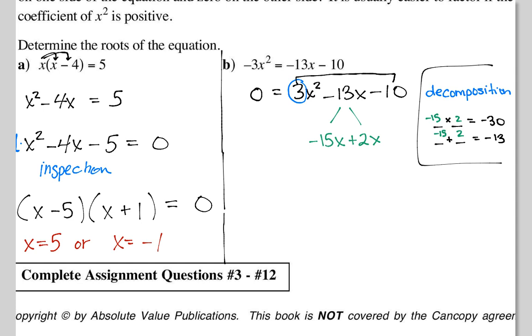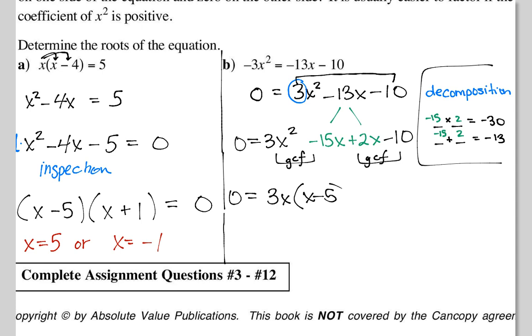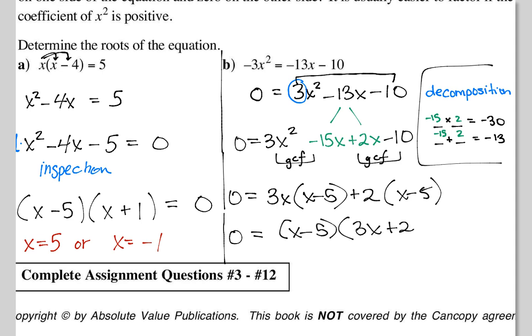So this is sort of off to the side. It's like a brainstorm step. You keep the front, remember that? And you keep the back. Then you put them in pairs. GCF for the pairs. The first GCF is a 3x. You're left with x minus 5. The second pair you can take out a +2 and you're left with x minus 5. So x minus 5 is one of the factors. The other factor is 3x plus 2.